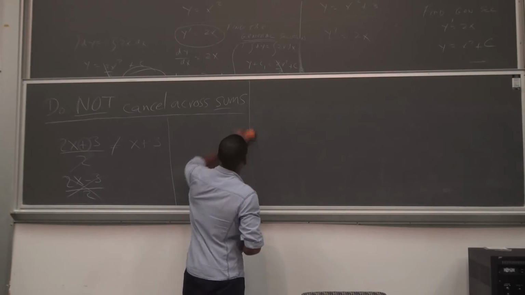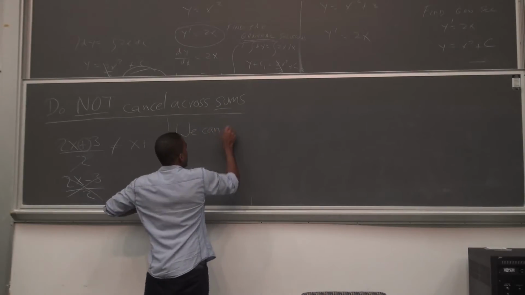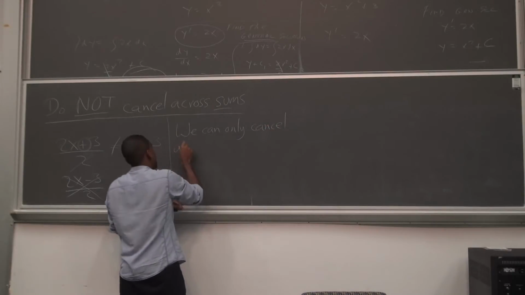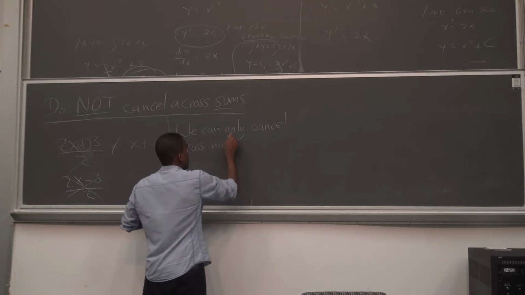So let me just mention something here. You can only cancel across... What can you cancel across? Multiplication. Multiplication and division. Yeah.